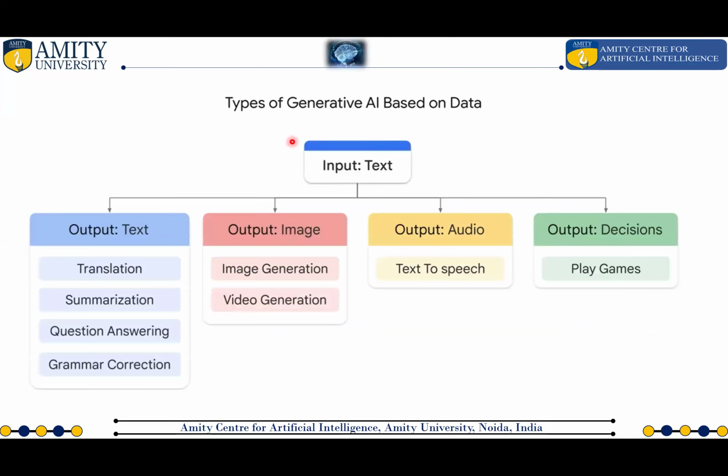So these are the types of generative AI based on data. Given the input, you could have the output in the form of text. Text can have subcategories like translation, summarization, question answering, grammar. Or given the input as text, you could create images, you could create videos, you could create audio, like a text to speech converter. You could have the output as a decision, like in the form of playing games.